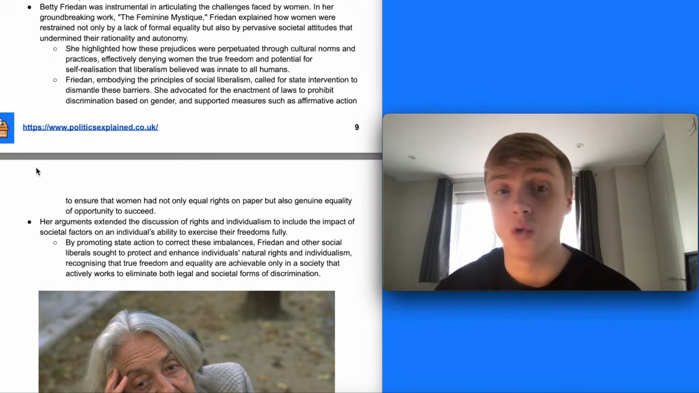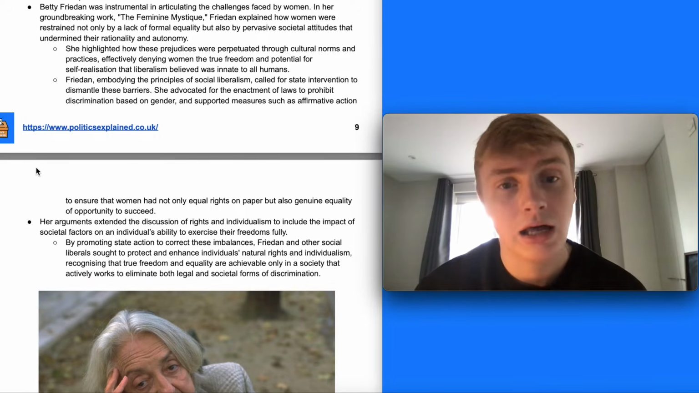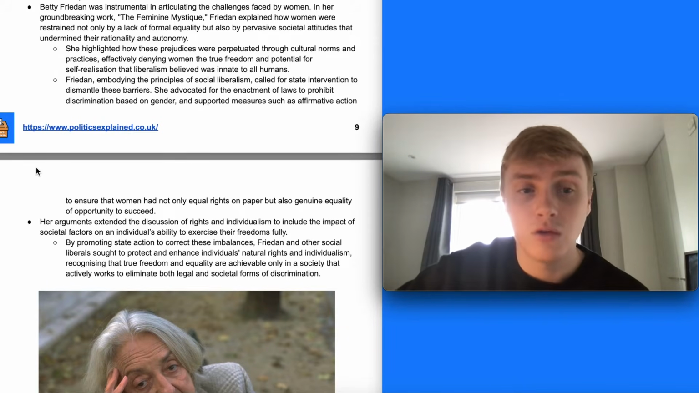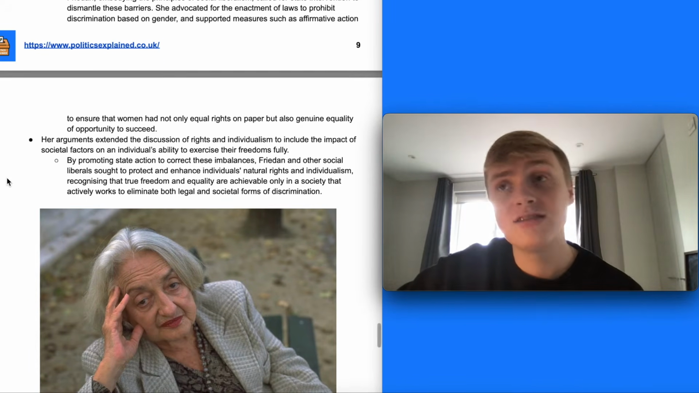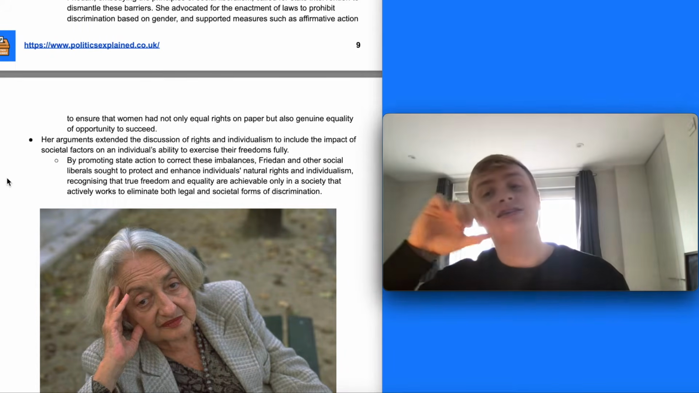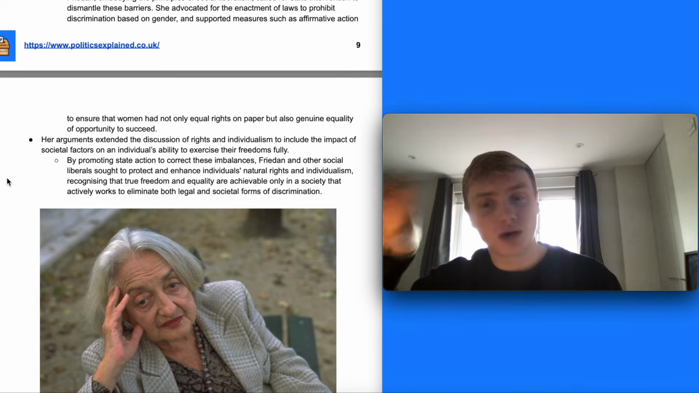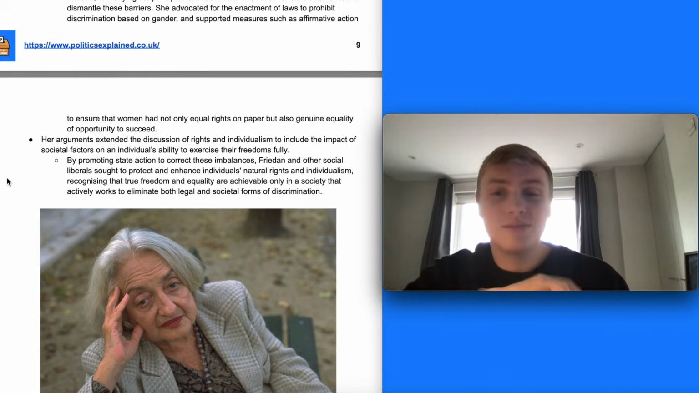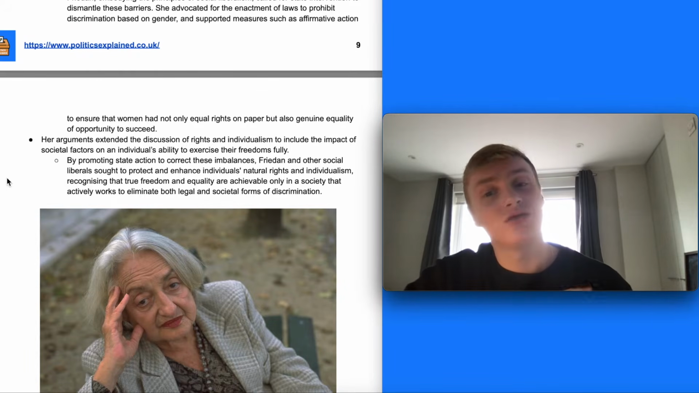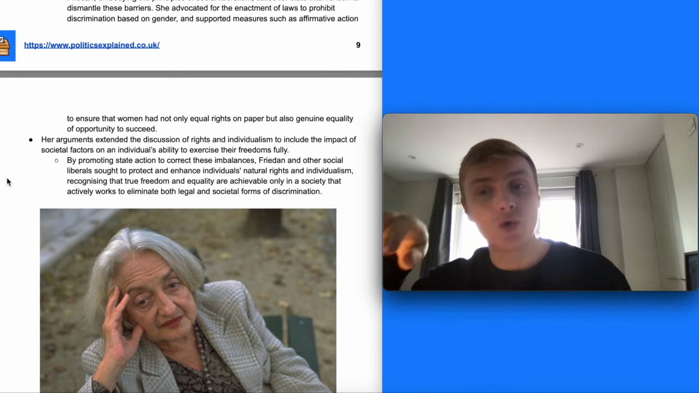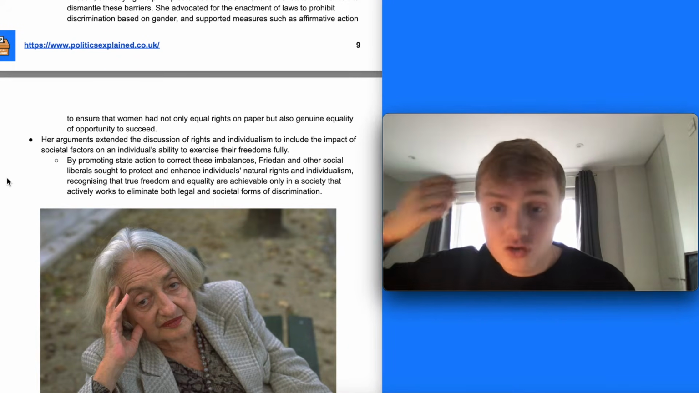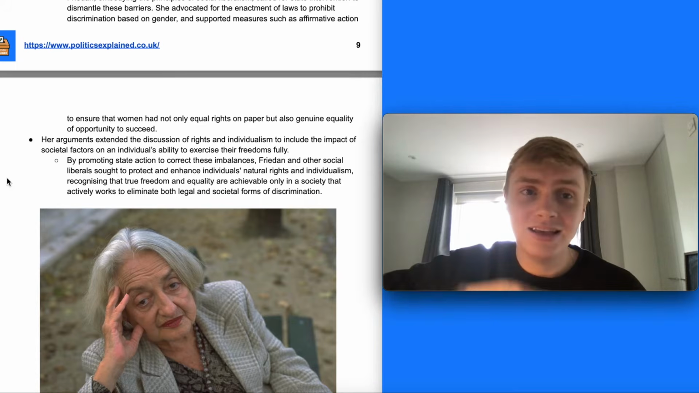So the enactment of laws to prohibit discrimination on gender, as well as support for affirmative action to ensure that women not only had equal rights on paper, but also genuine equality of opportunity to succeed. So you see a similar shift from negative liberty to positive liberty. It's almost a shift to positive liberty, saying, yeah, we advocate for freedom, but we actually want to advocate for true freedom for everyone. It's not just leaving people alone, which kind of works for those who are rich and wealthy and male in society. We actually need true freedom, and this is what true freedom is, and you do need state intervention to pursue that.